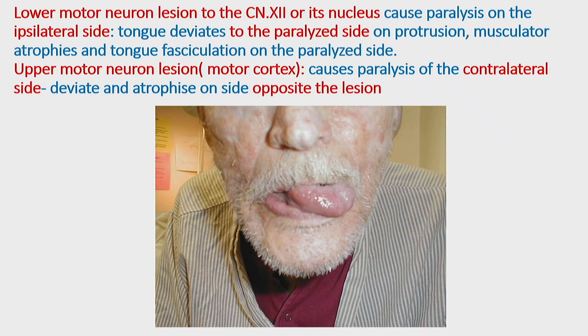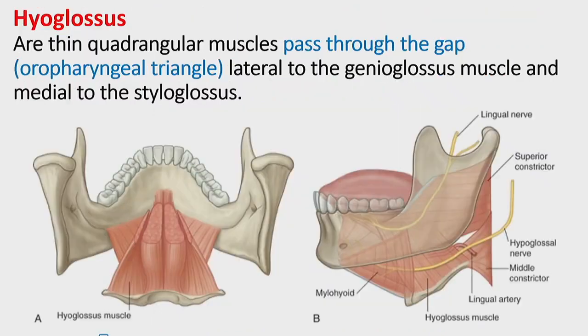So this is the difference between the upper motor neuron lesion and lower motor neuron lesion, so pay attention, we are going to discuss it in the chapter of the central nervous system. Next, a muscle of the extrinsic muscles of the tongue that is important, and it's passing through a gap. There is a gap which is called the oropharyngeal triangle.